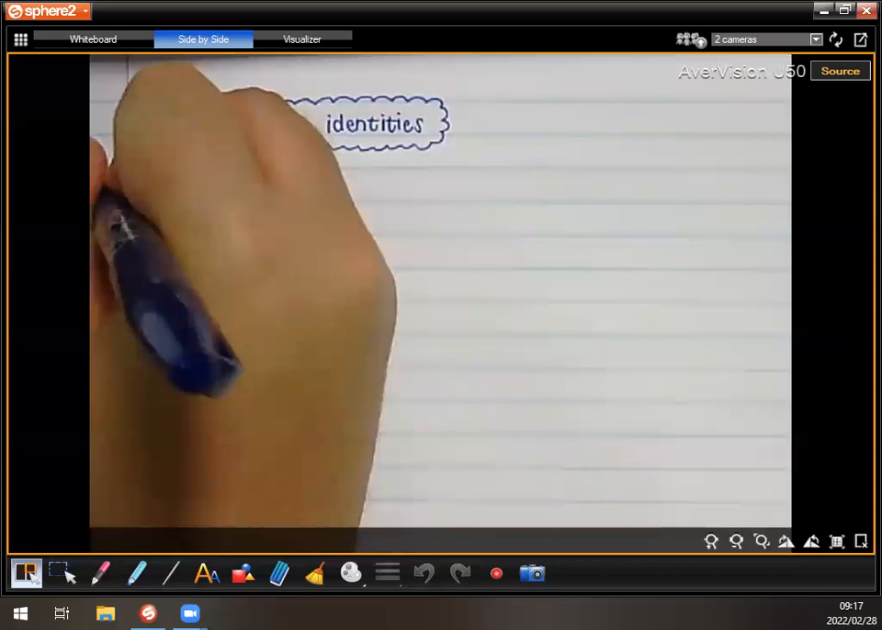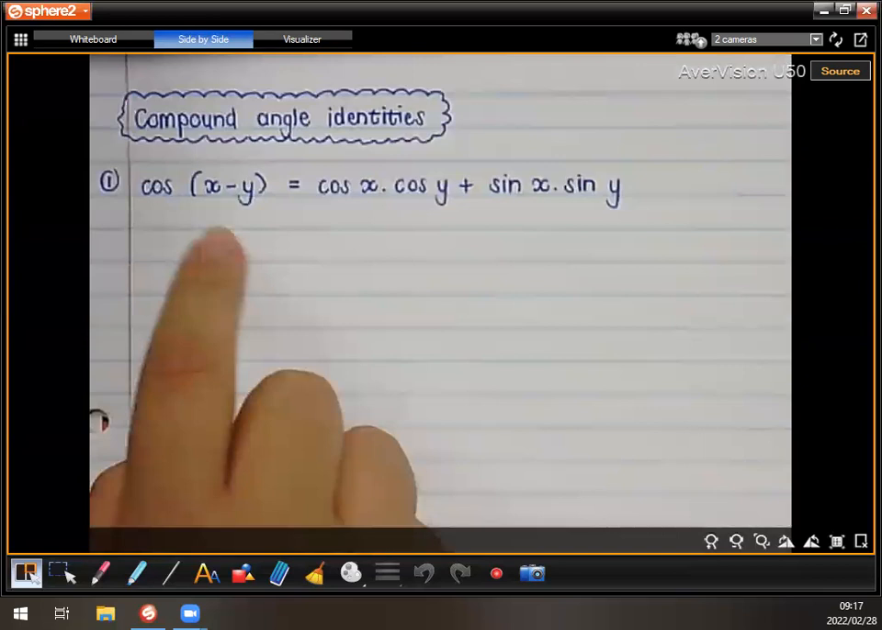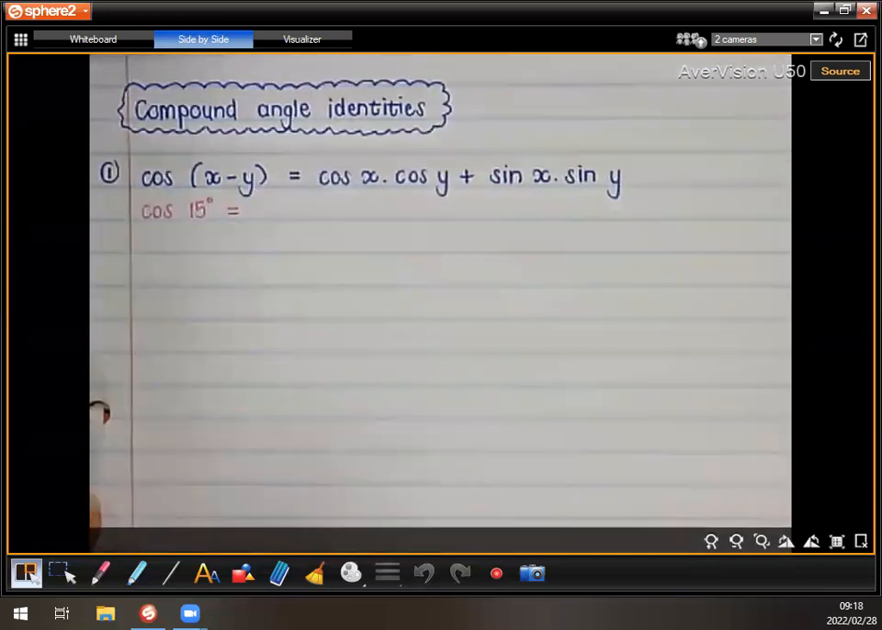Okay, guys, now these four actually appear on the formula sheet. I'm just going to write them down and then we can talk about them. So, the first one is cos of (x minus y) is equal to cos x times cos y plus sin x times sin y.